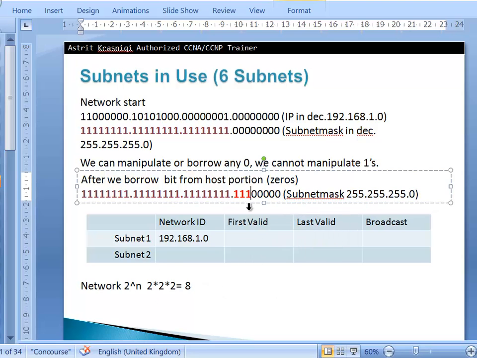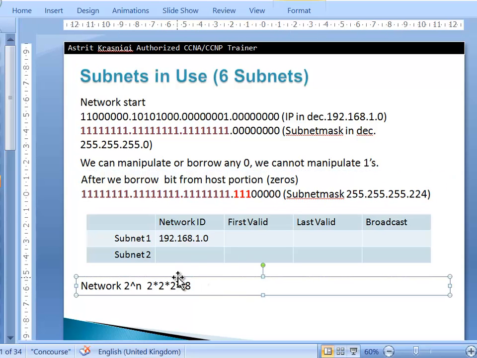Now our subnet mask has changed from 255.255.255.0 because we borrowed these 3 bits, so we have to add them together. 128 plus 64 is 192, plus 32 is 224. So our subnet mask is 255.255.255.224. Now we're gonna need to put it on the table.